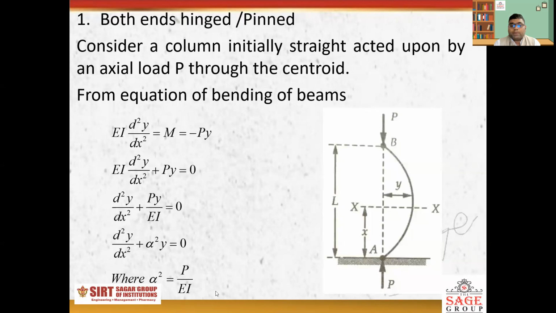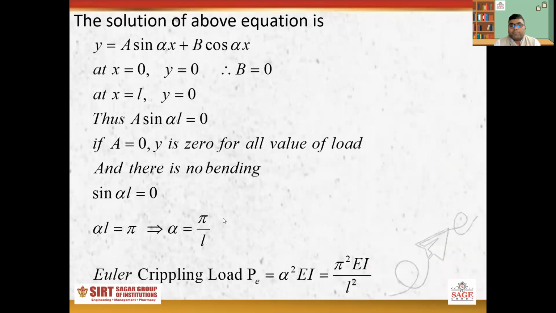We already wrote that alpha square is equal to P upon EI. Replacing this term by alpha square, we can write PE, which is called the Euler crippling load. Here, Euler load is alpha square EI. Putting the value of alpha, it becomes pi square EI upon L square. And this relation is called the Euler crippling load when the column has both ends pinned or hinged.